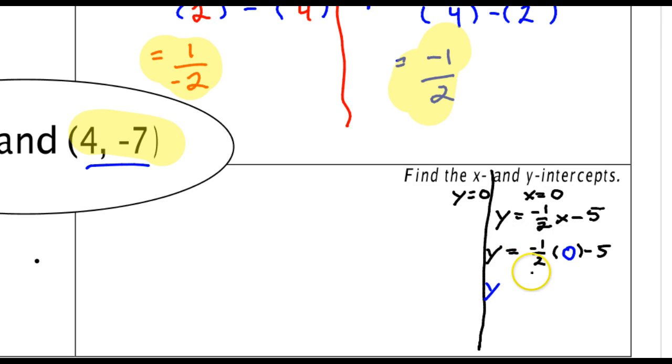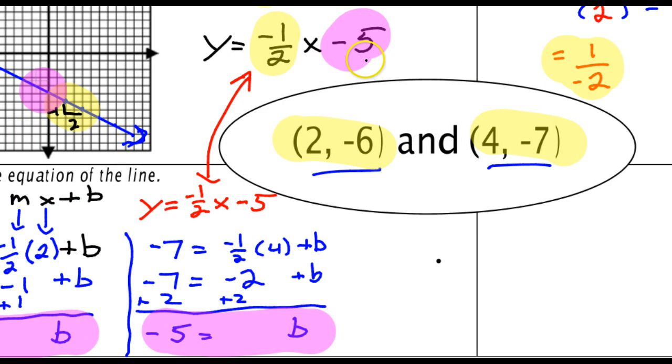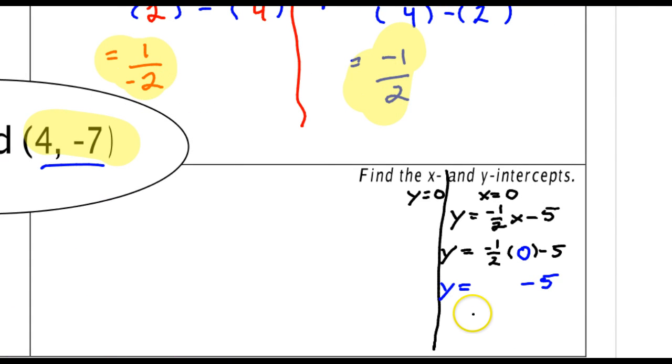So we'll have negative a half times 0, which is 0. 0 minus 5 is negative 5. Which should be no surprise, right? Because we already knew what the y-intercept was. We found it here, here, and here, negative 5. So this is a lot of big picture stuff, showing that no matter what method you use, everything should be the same thing. The only difference with intercepts is that you actually write that as a coordinate.